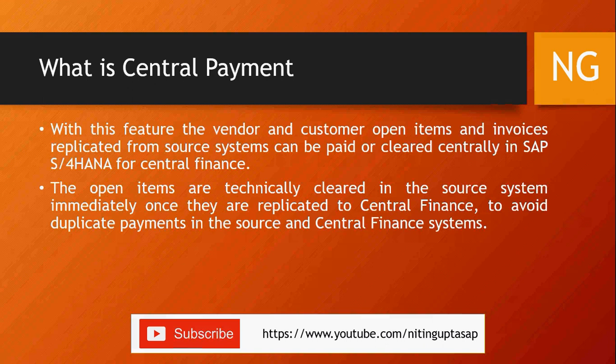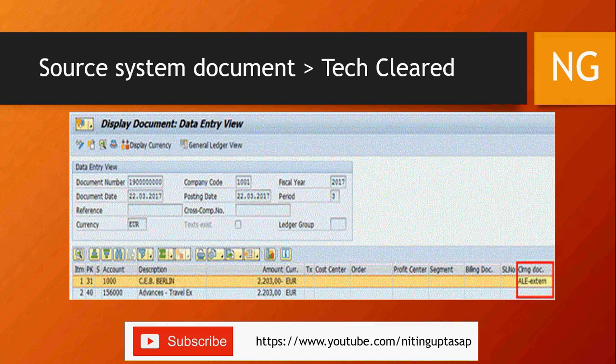With central payment, the moment you post an invoice in ECC, it gets technically cleared. The open items are technically cleared in the source system immediately once they are replicated to CFIN. I'll show you how that looks. And it gets opened in the S/4HANA system, which ensures that you do not make any duplicate payment in case you run the payment program for both systems, source and target. The invoice is cleared in one system, and it will be open for payment only in one system. So that's how it looks.